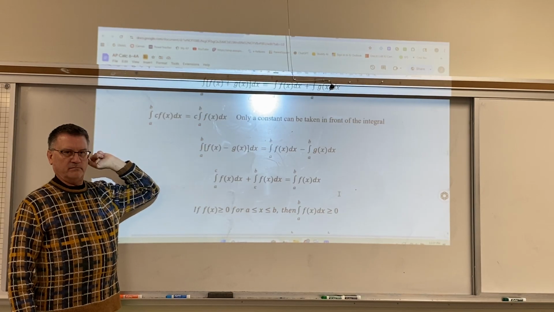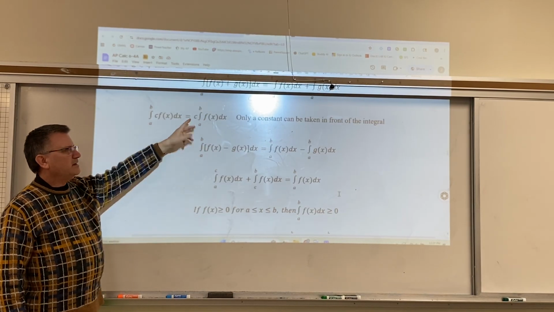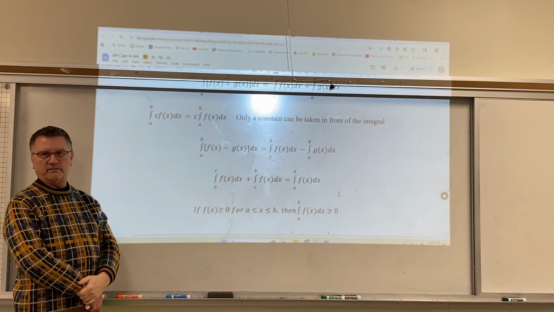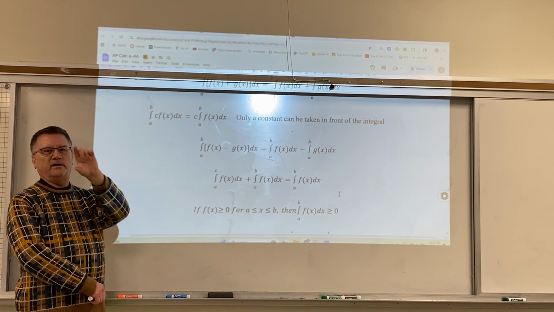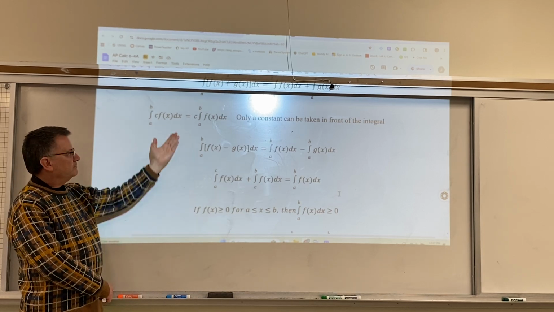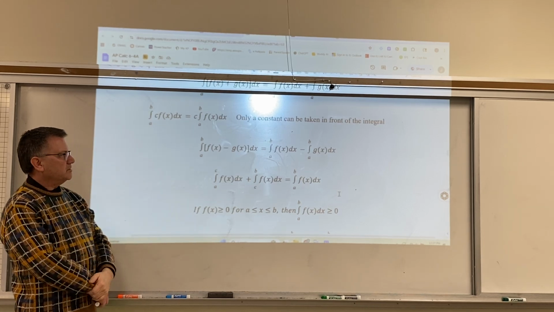Don't worry about the constant, pull it out. In fact, we kind of did that a little bit when we were doing antiderivatives, right? We put this here and then take the antiderivatives. Oh yeah, I pulled a 4 out. Okay, that kind of makes common sense.